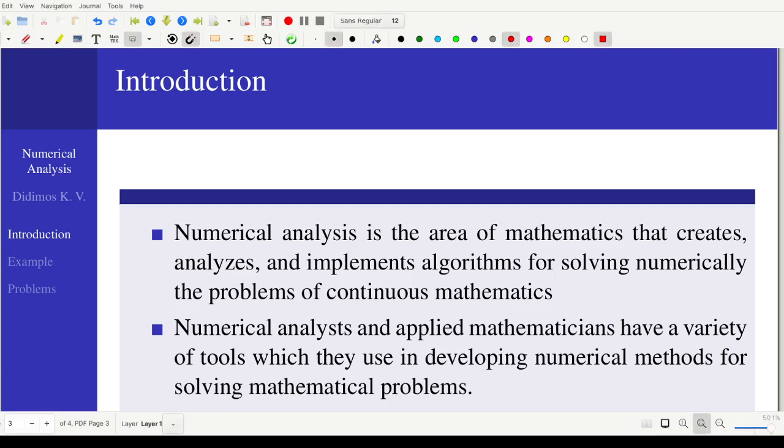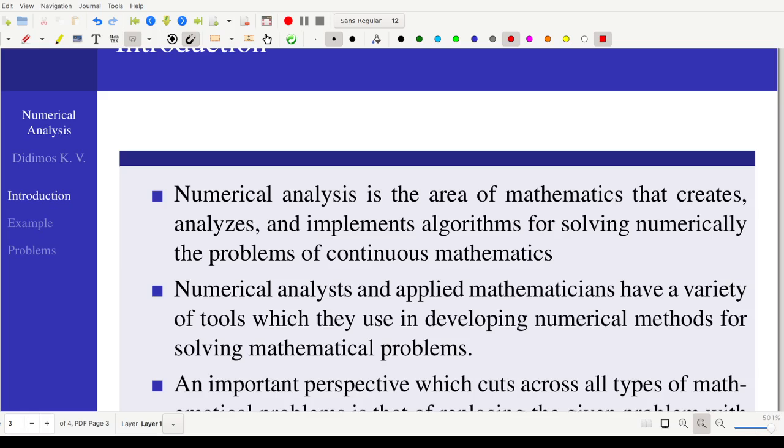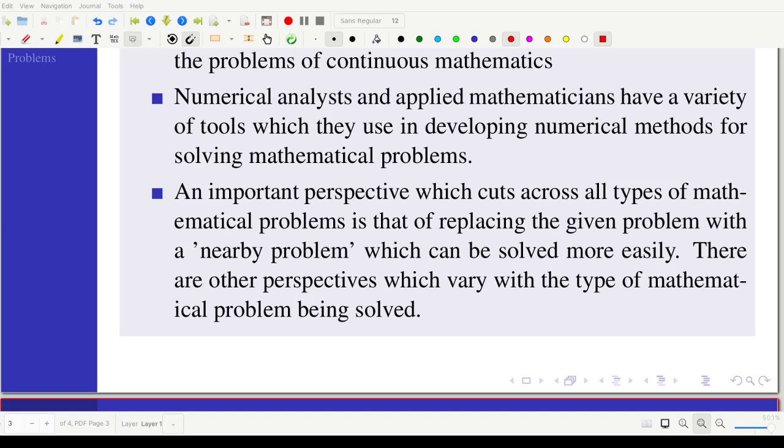Numerical analysis is the area of mathematics that creates, analyzes, and implements algorithms for solving numerically the problems of continuous mathematics. Numerical analysts and applied mathematicians have a variety of tools which they use in developing numerical methods for solving mathematical problems. An important perspective which cuts across all types of mathematical problems is that of replacing the given problem with a nearby problem which can be solved more easily. There are other perspectives which vary with the type of mathematical problems being solved.